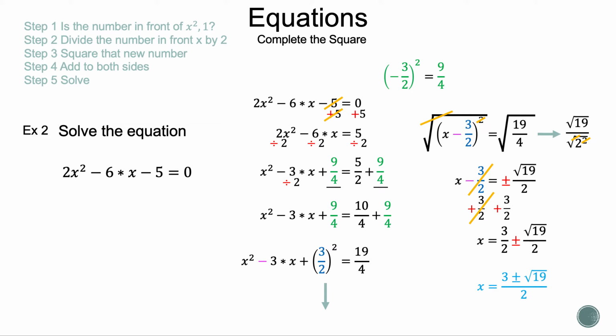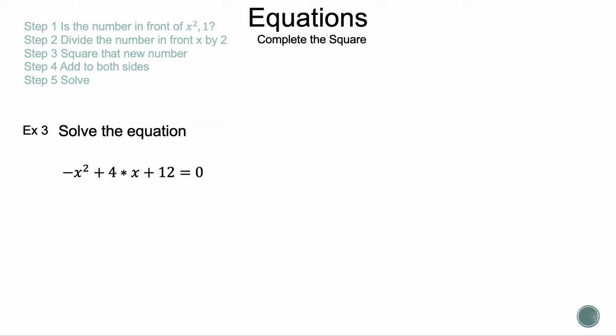Now let's take a look at example 3. Let's read the question. Solve the equation negative x squared plus 4x plus 12 is equal to 0. Let's rewrite the equation down so we have more space to show our work. And since we're solving for x, let's go ahead and move that positive 12 to the other side. In order to do that, we need to do the inverse of that, and that is minus 12. And those two numbers cancel, and now we need to minus 12 on the other side.